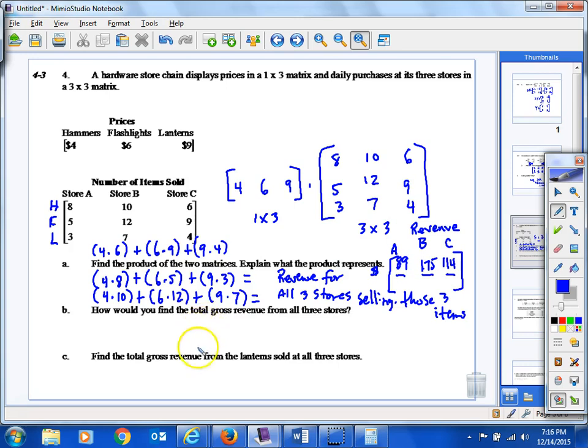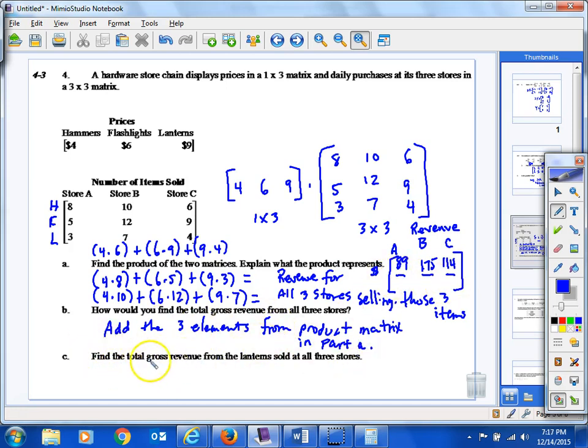All right, how would you find the total gross revenue from all three stores? In other words, just how much did all three make combined? Well, you would just add those three elements together from our product matrix. Part A really didn't ask us to come up with that number. So just add them up. 89 plus 175 plus 114. Okay, just add those three numbers together.